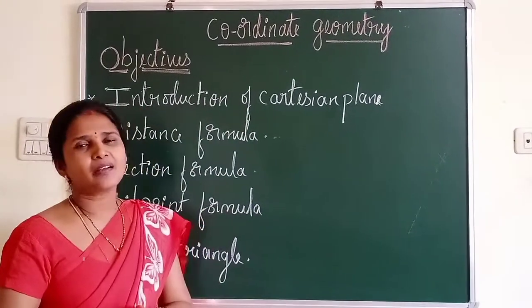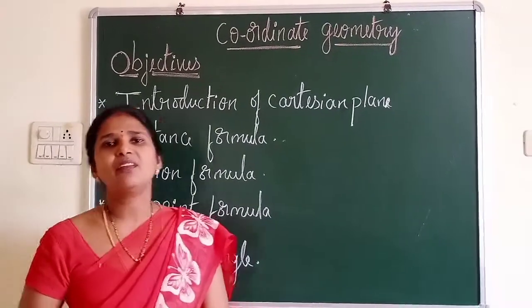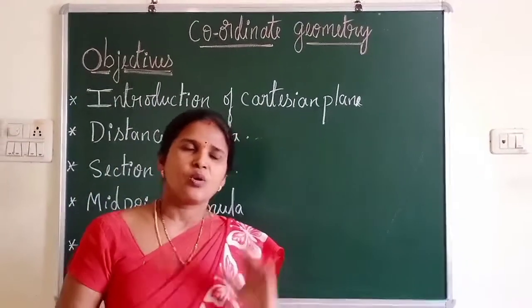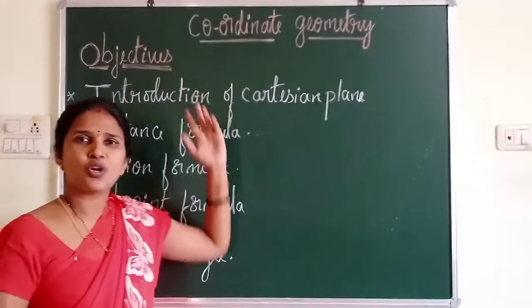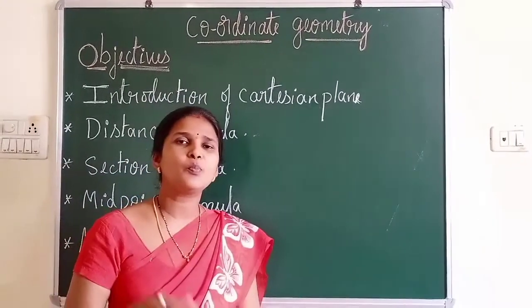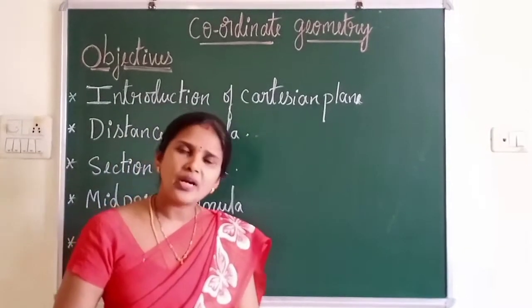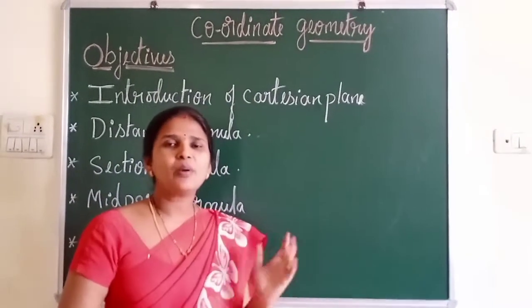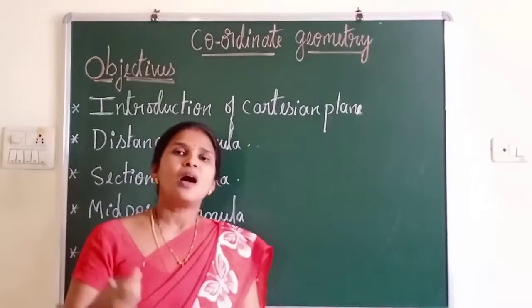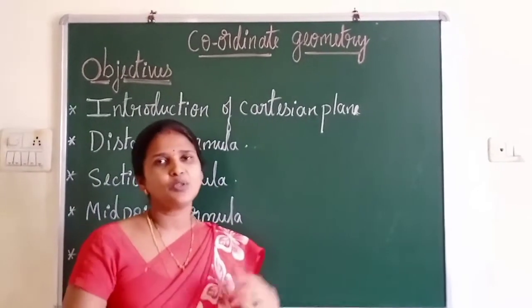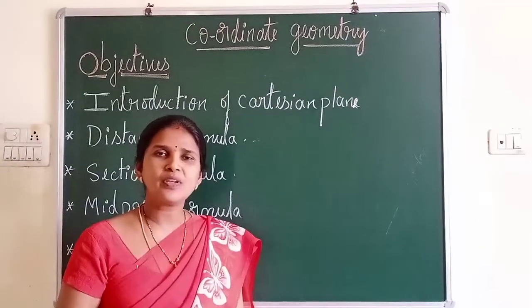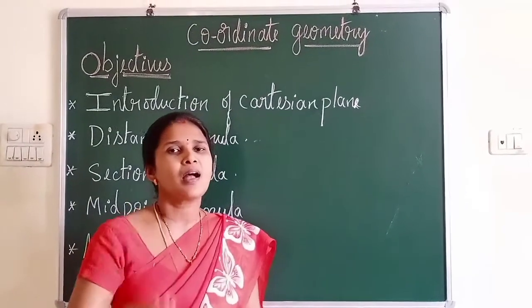So before I start, what is coordinate geometry and where are we using coordinate geometry? Coordinate geometry is a branch of geometry which deals with the position of a point in a plane along with the coordinates. And this geometry is used to understand algebra using geometry, and also we can understand geometry using algebra.